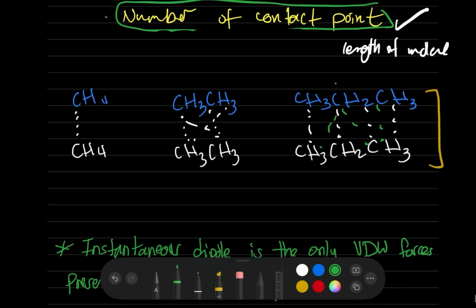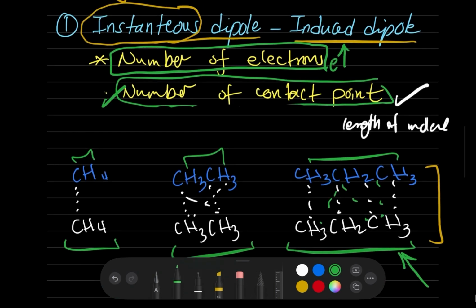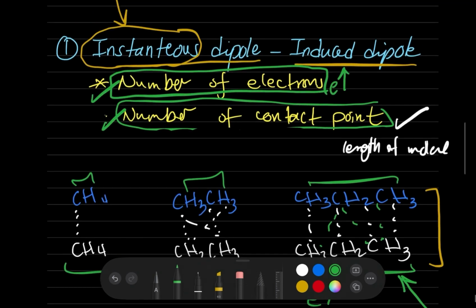So my question here: which of these molecules do you expect to have the highest melting point or boiling point? We're expecting this one, because it contains a greater number of electrons and it's the longest molecule among these, and that's why you'll have more contact points. So as the number of contact points increases and the number of electrons increases, the strength of the instantaneous dipole will increase, and that's why it will have a higher melting point and boiling point.